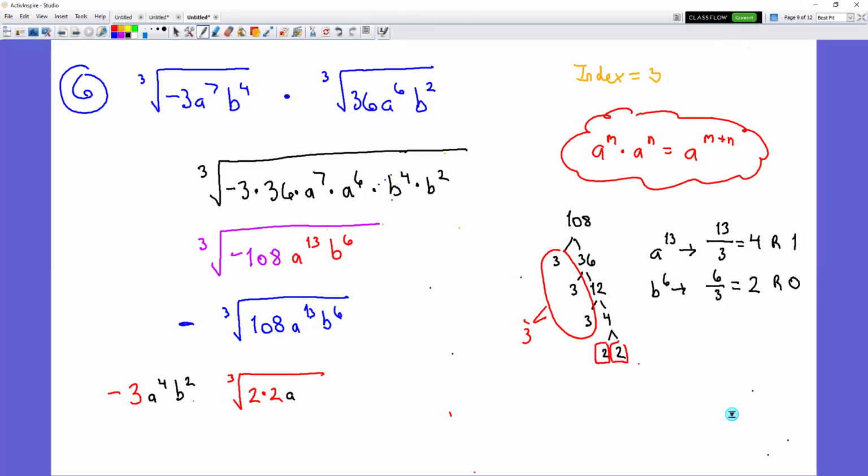The last thing we'll do, of course, is just simplify what we can. We had 2 times 2, of course, on the inside. So basically, that means all we got to do is multiply 2 times 2, which is going to be 4. So basically, we rewrite the answer like this. It's going to be -3 a to the power of 4, b to the power of 2, and then we write the cube root of 2 times 2, which is 4, and then just the a right there. Okay? And so therefore, that is our solution to this problem.